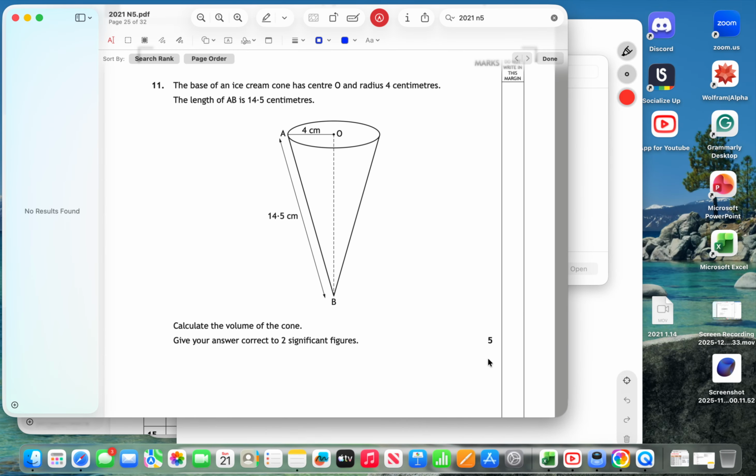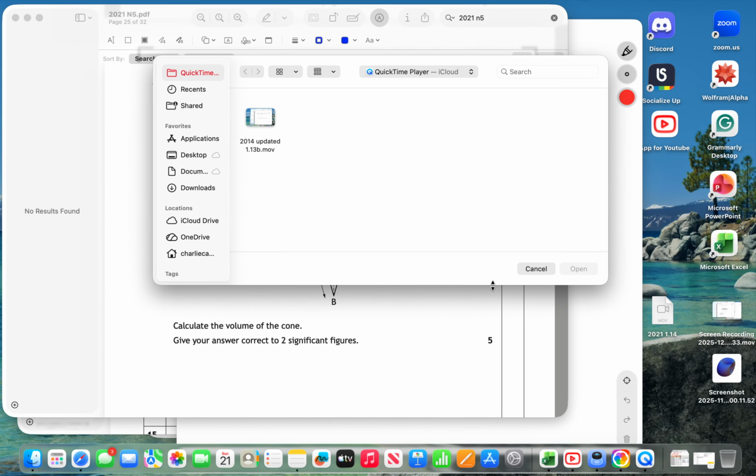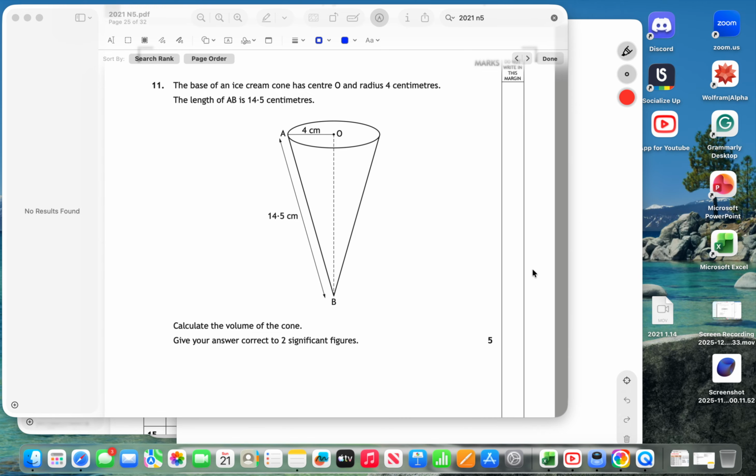This is the 2021 resource paper 2 and it's question 11. We're given this information about an ice cream cone. We're given the length of AB and we're given the radius. We have to find the volume of the cone. Pause the video if you want to have a go at it yourself. Otherwise, I'm going to start.